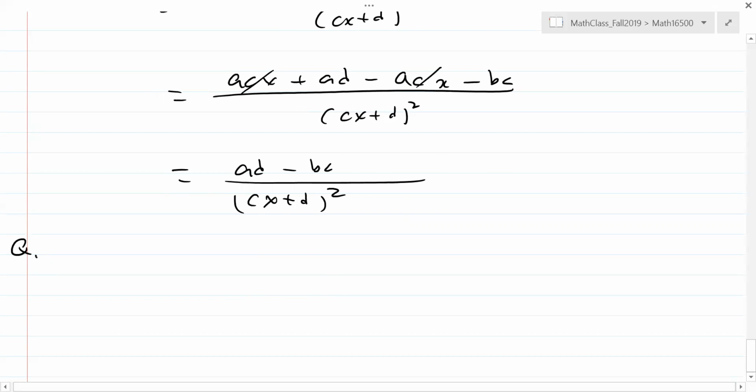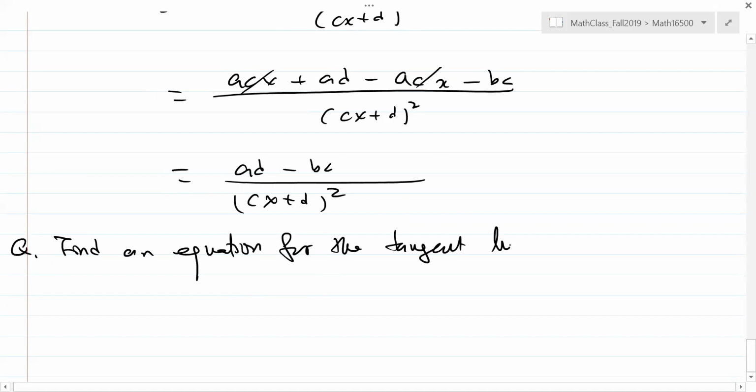All right, let's do the next one. Find an equation for the tangent line to the graph y equals 2x cubed minus x squared plus 2 at (1, 3). Indeed, (1, 3) is a point on the graph, because when x equals 1, the y value is 3.